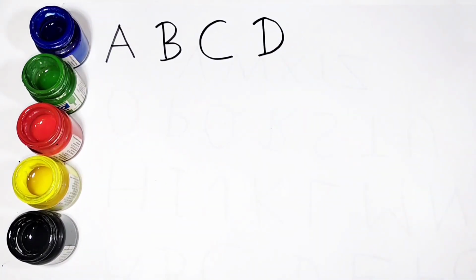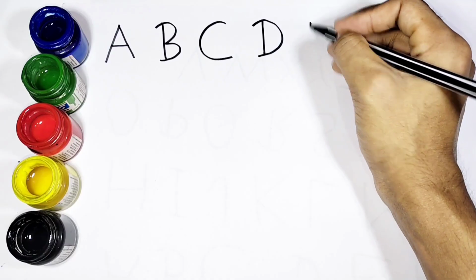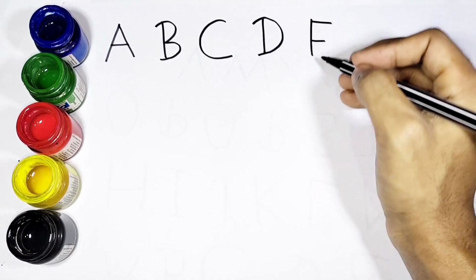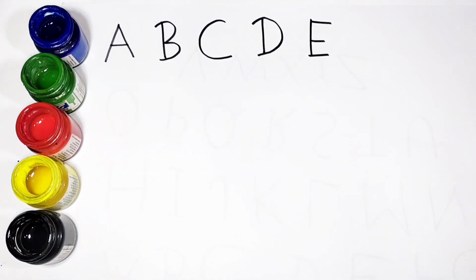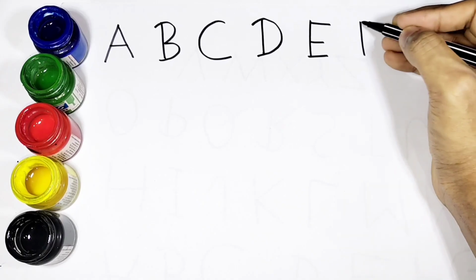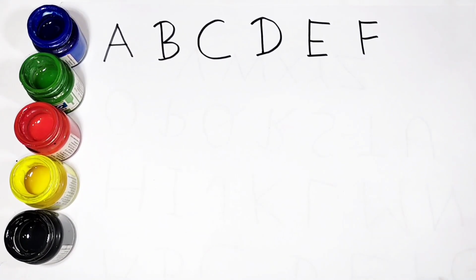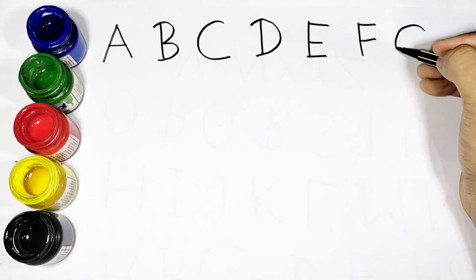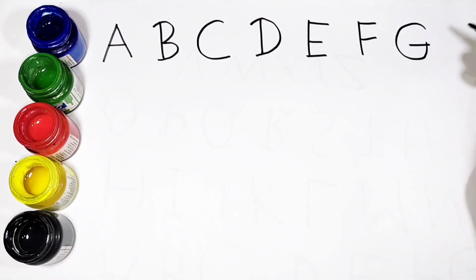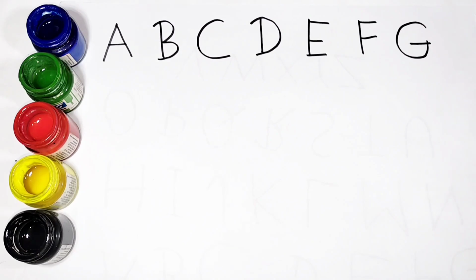Kids, the next one is D. D for dog, D for doll. And the next one is E. E for egg, E for elephant. And the next one is F. F for fish, F for fan. G for God. And the next one is H.